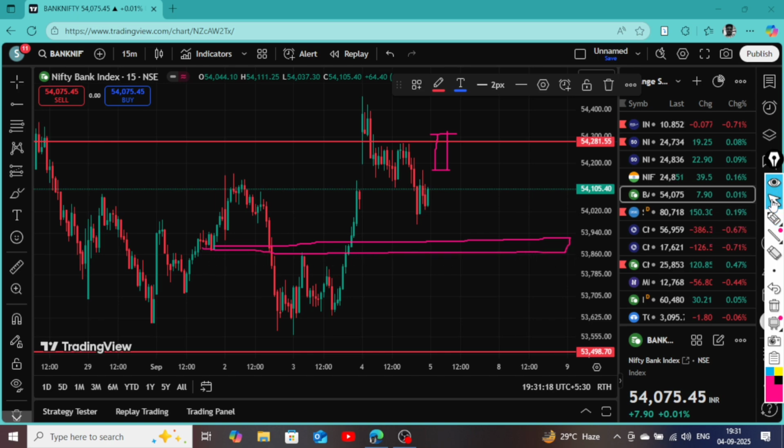On the opposite side, if Bank Nifty first comes down and touches 53,850, suppose Bank Nifty opened flat or gap down and touched this level, and then Bank Nifty closed its 15-minute candle like this, then we can initiate a buy trade, and the stop loss in that case is 200 points from this candle and the target is 400 points.